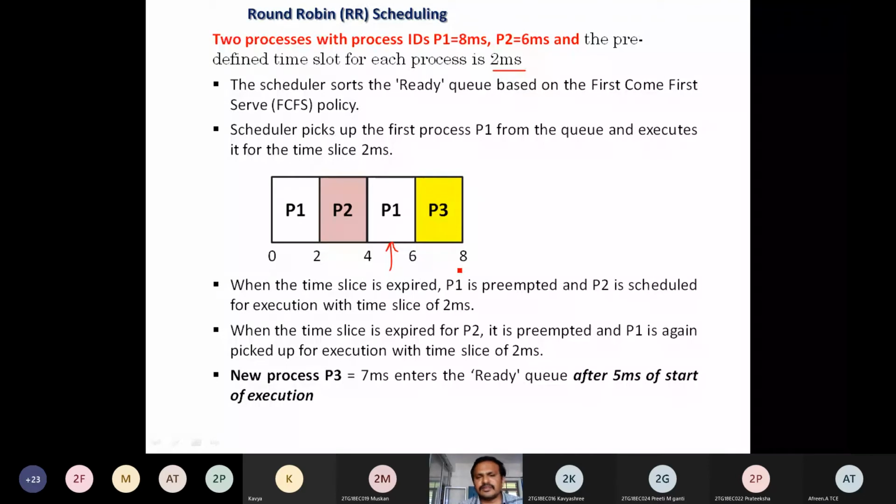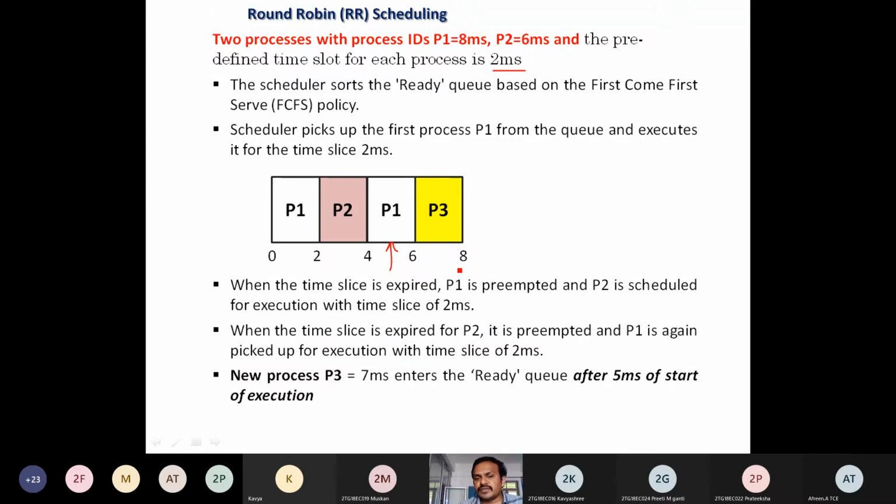Round robin is nothing but, immediately after that time slot, the new process or the previously preempted process is going to be scheduled immediately. So P1 is not going to be preempted in this round robin till completion of its predefined allocated time slice. So P1 is going to complete its process at 6 milliseconds.